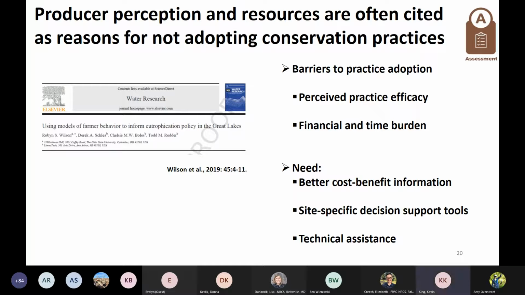To overcome some of these barriers, farmers will need better cost-benefit information, site-specific decision support tools, and technical assistance, including outreach and education, workshops, and field days, in order to more rapidly adopt and execute the placement of SMART practices, as well as other recommended conservation.